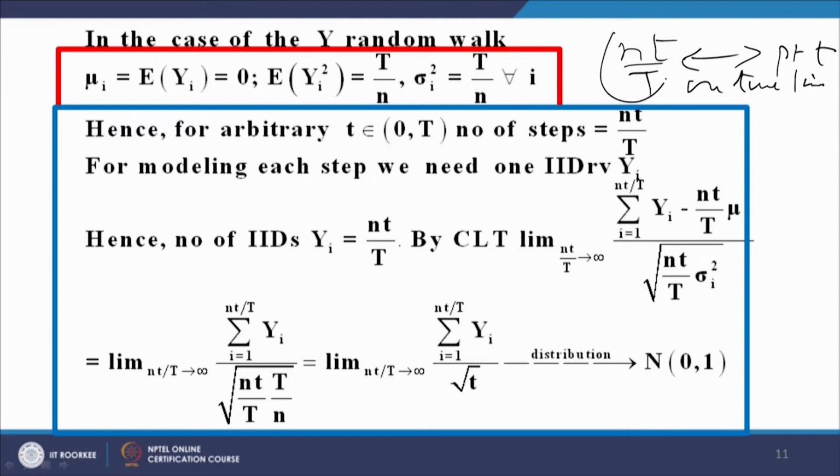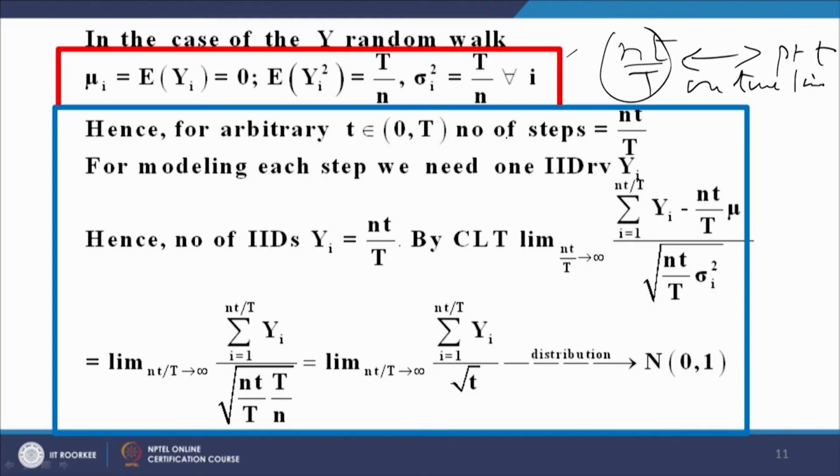This is the number of steps n t upon capital T, and the time elapsed from t equal to 0 is equal to small t. Because one step length or one time step is capital T upon n. So, if you have to traverse a time of small t, the number of steps that the process will have to traverse is small t divided by capital T upon n, that is small n into small t divided by capital T, which is the quantity that I have encircled.